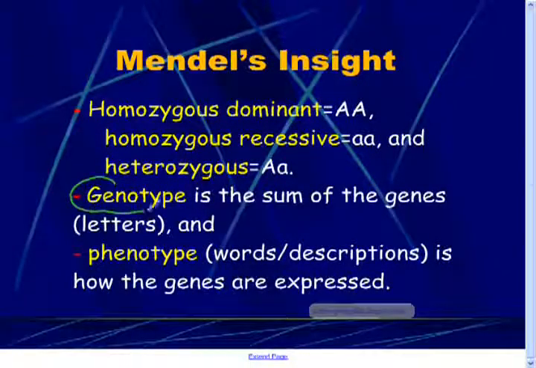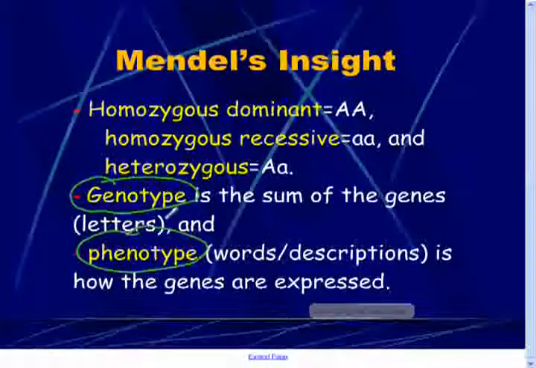In order to work Punnett square problems, you're going to need to know the word genotype and the word phenotype. Genotype is the genes or the letters. The phenotype is usually expressed in word form. It's a description, and it's how the genes are expressed. So let's translate all these vocabulary words into something that we can use.